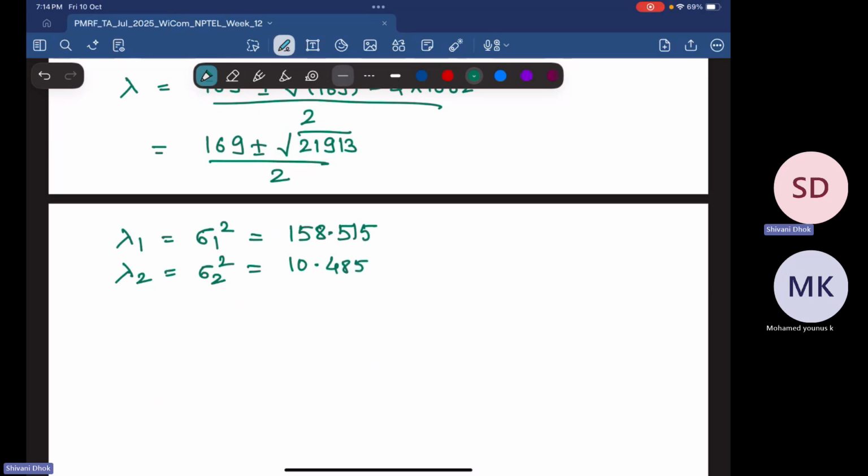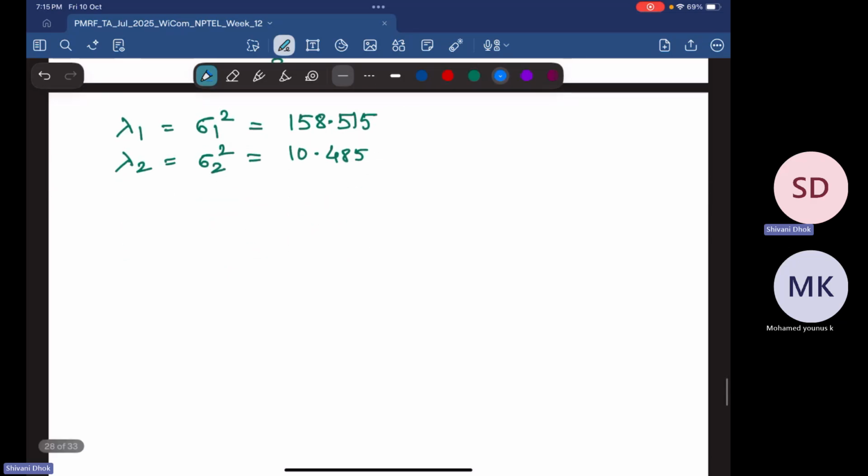Okay. So this is what we get. And mind you, your sigma 1 and sigma 2 should be in decreasing order. That is, sigma 1 should be higher compared to sigma 2. So that's why we have written it in this form.